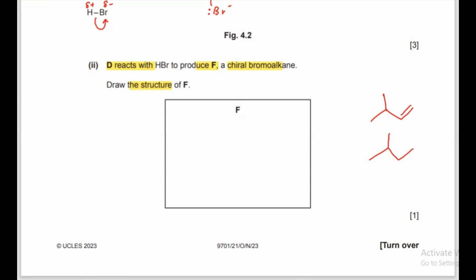This is the structure. If we break the double bond, and if we want to get the chiral bromoalkane, we should add bromine here. Because in this case, this carbon is attached to four different groups: here CH3, hydrogen, and then the rest of this chain, and then bromine. So this carbon is chiral. So if we want to get the chiral product, that chiral product must be like this. Here was the double bond. So if we remove the double bond, we will get a bromine here. So this carbon is chiral.